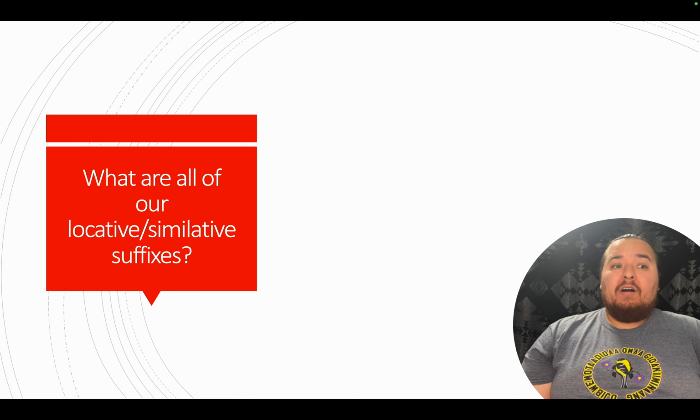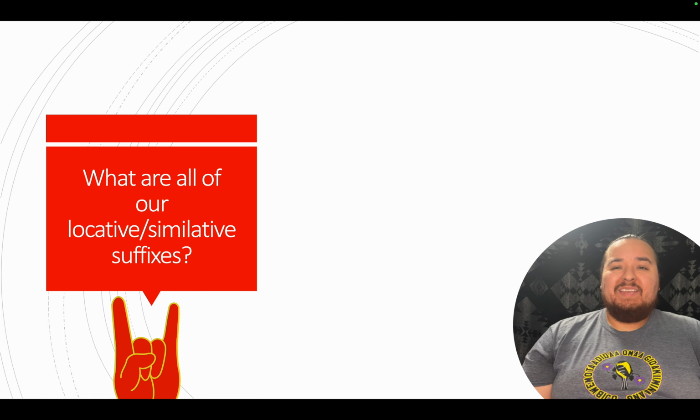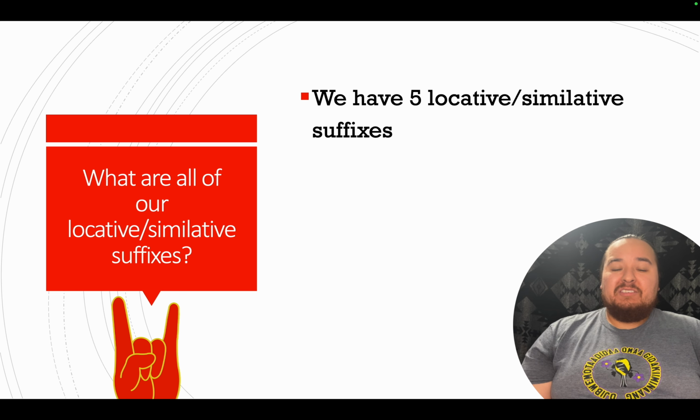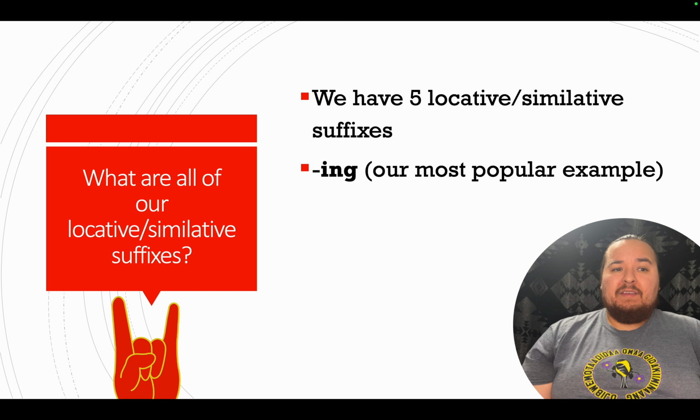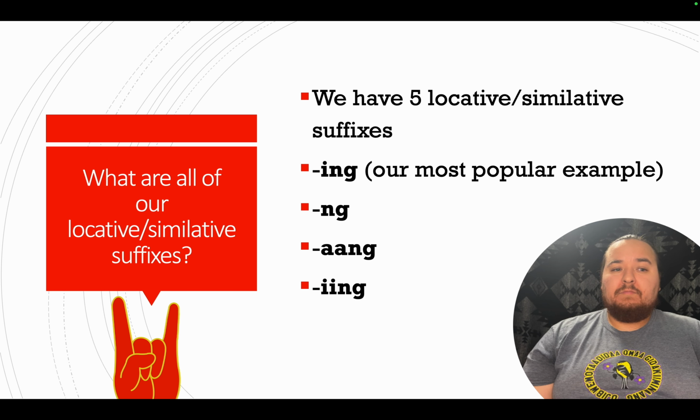So what are all of our locative or simulative suffixes? So please write down all of the points from this slide in your notes. So we have 5 locative or simulative suffixes. We have ing, our most popular example, ng, aang, iing, and ong.